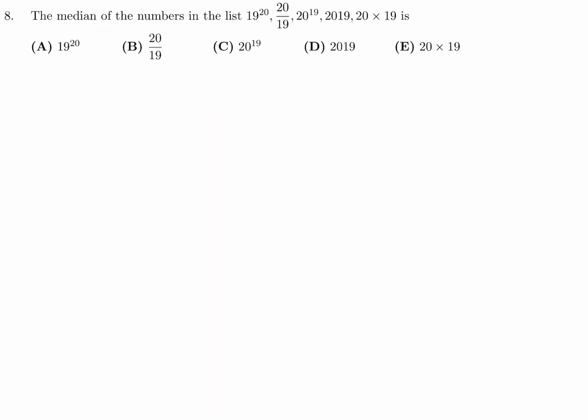The median of the numbers in the list is, well, we have to arrange these from smallest to largest. So I think the smallest is going to be 20 over 19. That's just over 1. The next one, 20 times 19, I think that would be the next one. That's 380. The next one, I think 2019.